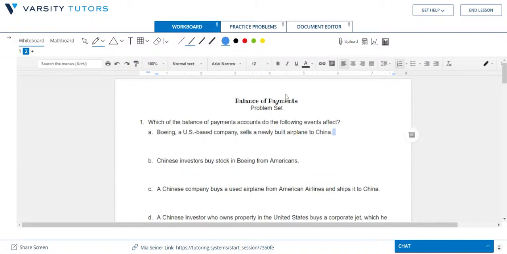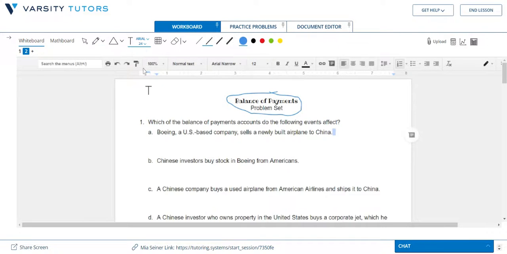All right, we're going to go through the balance of payments problem set. I'm really excited about this one. It's going to move pretty quickly. However, there's a great AC/DC economics video that I'll also send you the link for.